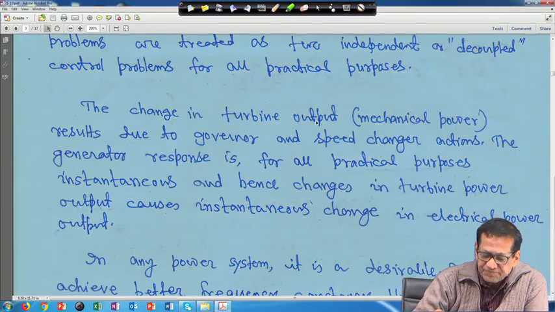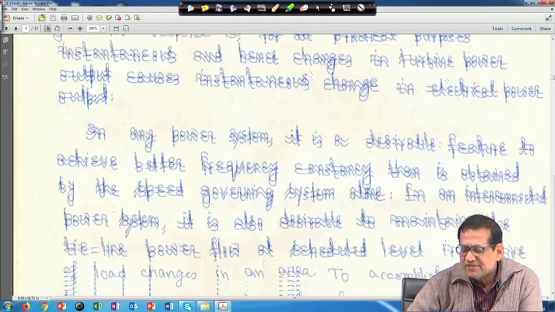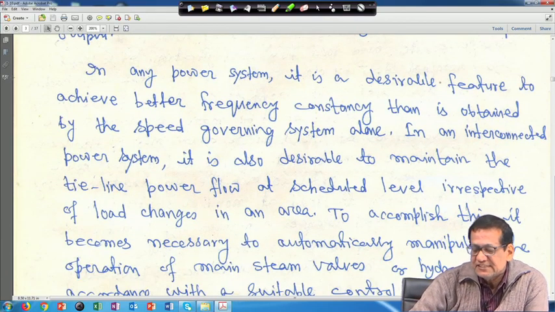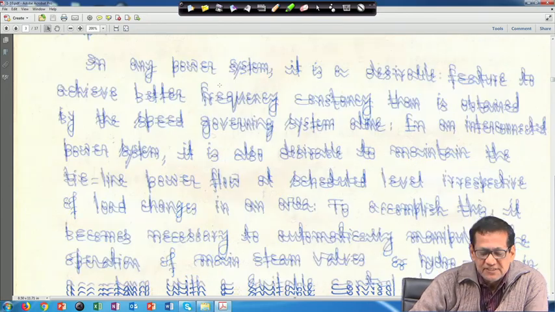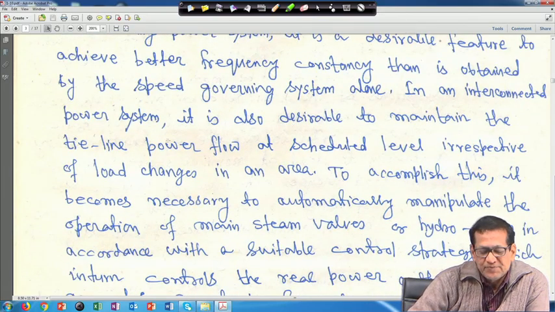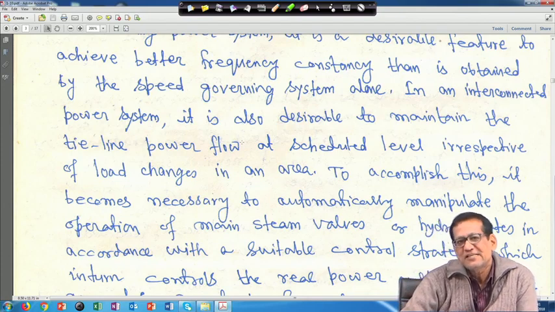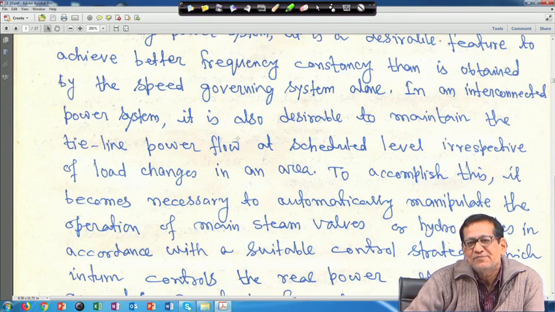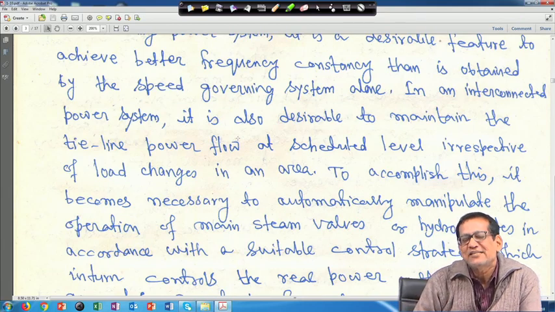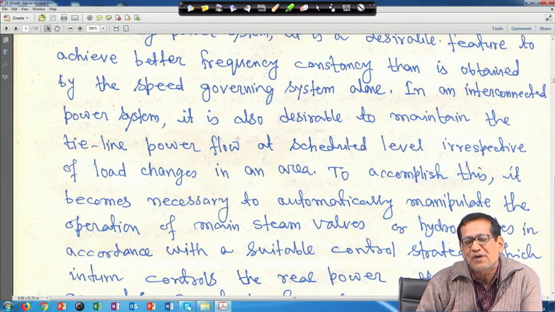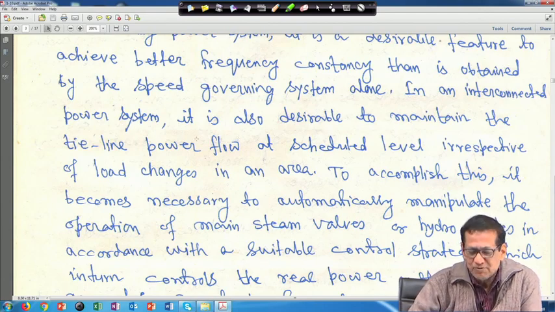So, we will move next. In any power system, it is a desirable feature to achieve better frequency constancy than is obtained by the speed governing system alone. In an interconnected power system, it is also desirable to maintain the tie line power flow at schedule level irrespective of load changes in an area. That means two power systems are interconnected by a 3-phase line, which we call a tie line. Many power systems are interconnected together, and whenever one power system, which we call an area, needs power from or buys power from the other power system, that scheduled power has to be maintained, irrespective of load changes in an area.